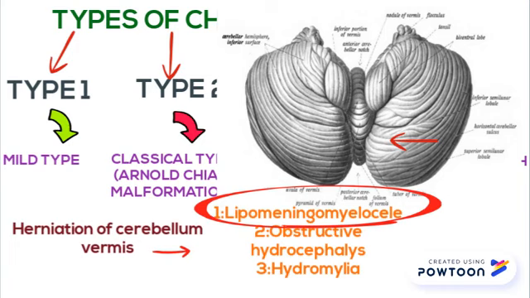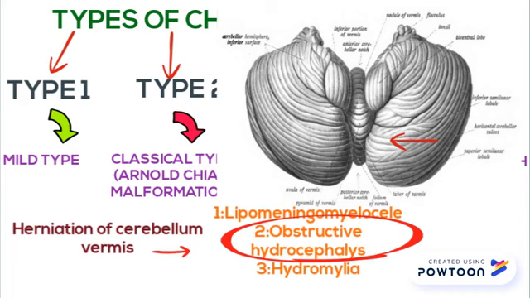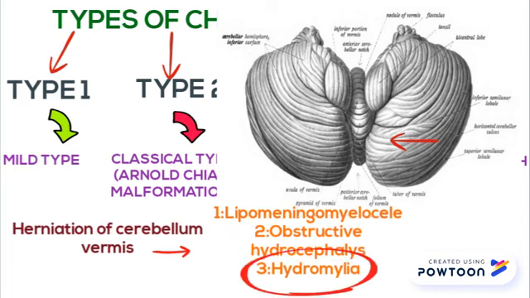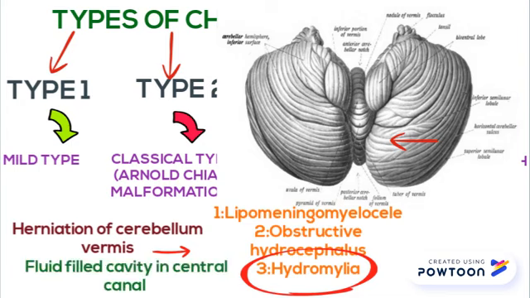Spina bifida is a neural tube defect. If you need more information, go to my video of spina bifida and neural tube defect. Obstructive hydrocephalus is an increase in CSF due to obstruction in the flow, and hydromyelia is defined as a fluid-filled cavity in the central canal. Remember, syringomyelia is found in type 1 Chiari malformation, and hydromyelia is associated with type 2 Chiari malformation.